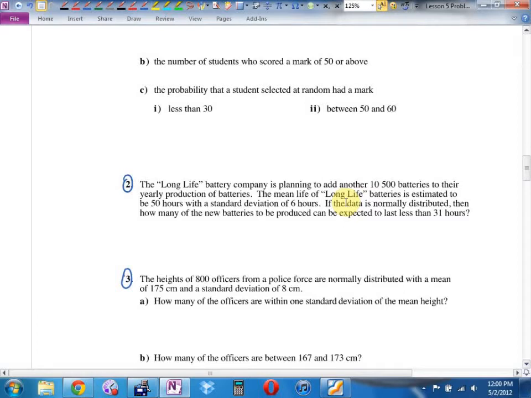I find, for me, drawing a picture with that little normal curve and then saying, do I know the percentage? Did they give me the percentage? Am I above or below? Or read the question carefully.